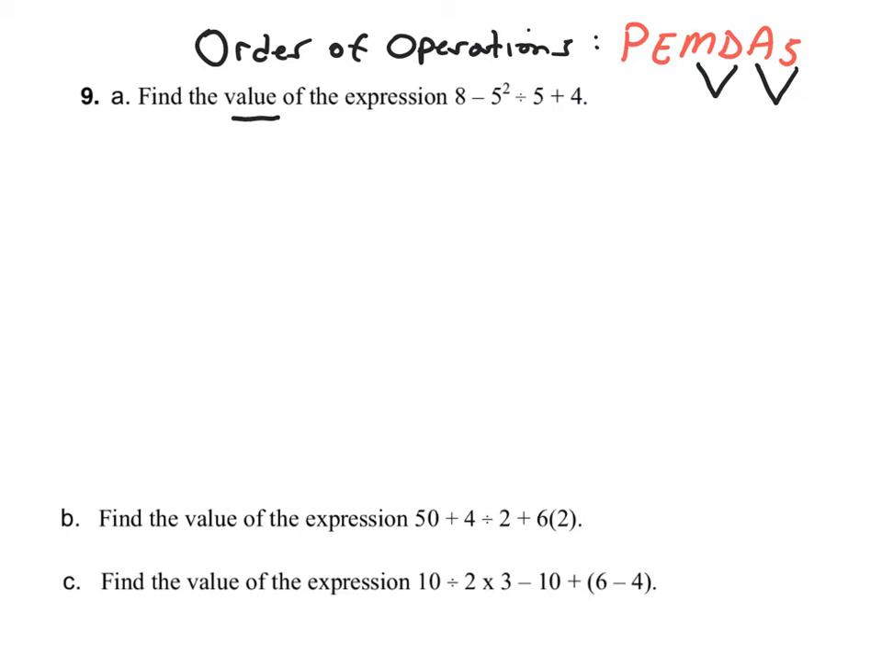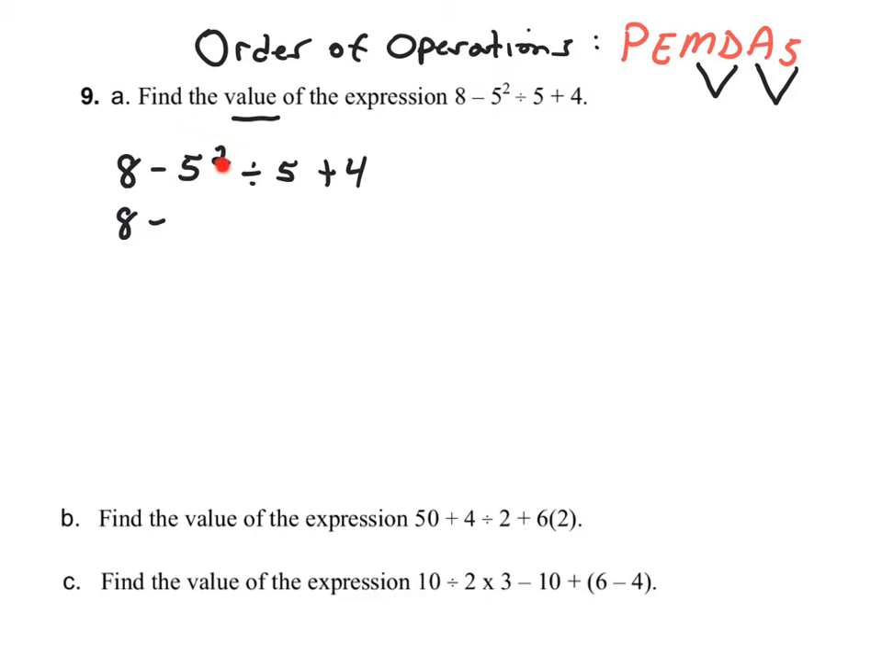So I like to rewrite the problem: 8 minus 5 to the second power divided by 5 plus 4. I look and say I don't have any parentheses. I do have exponents, so we'll do the exponents first. We said if you're going through the drive-thru at Bebop's and you get a big old burger, you don't shove the whole thing in your mouth. You bite off a little at a time. So when you do order of operations, you just bite off a little at a time. So we'll do exponents first.